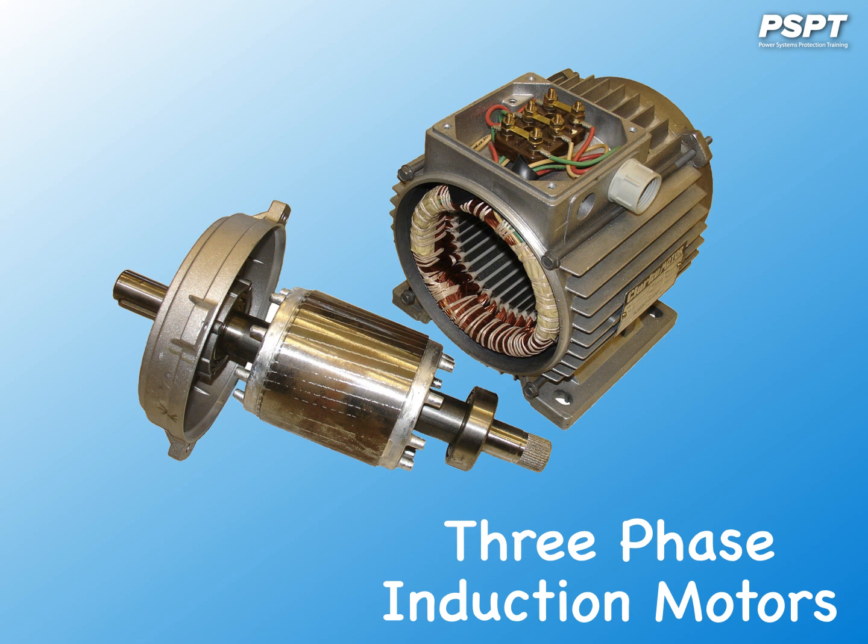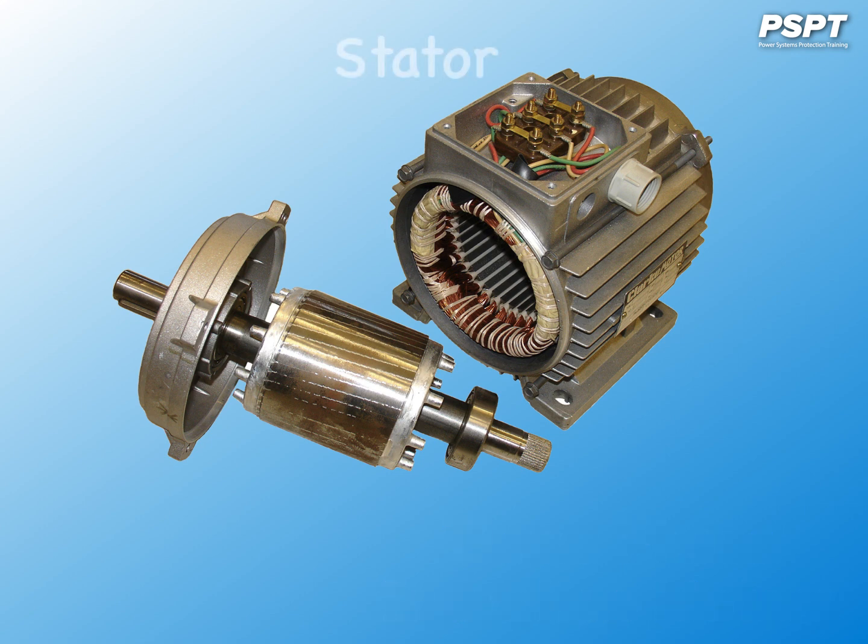Like any electric motor, a three-phase induction motor has a stator and a rotor. The stator carries a three-phase winding called the stator winding, while the rotor carries a short-circuited winding called a rotor winding. Only the stator winding is fed with a three-phase supply.